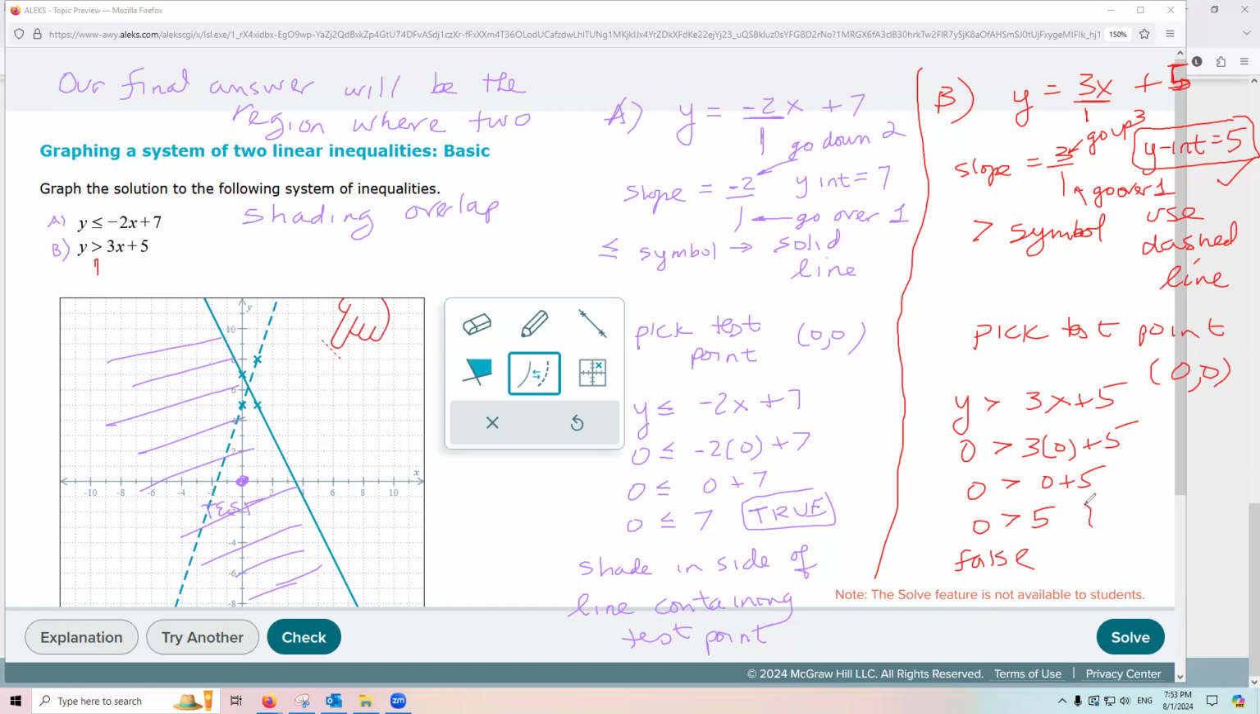Well, if it's false, that's telling me shade in the other side of the line. All right, here's the test point. I've got to shade in the other side of the line. Well, remember, we're working with this dash line. So I'm going to be shading in this side of the dash line.